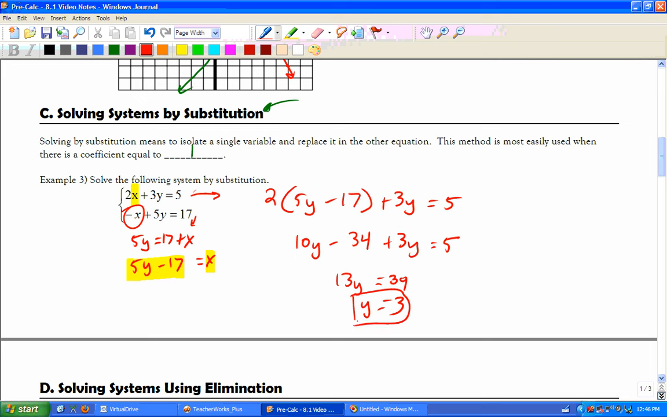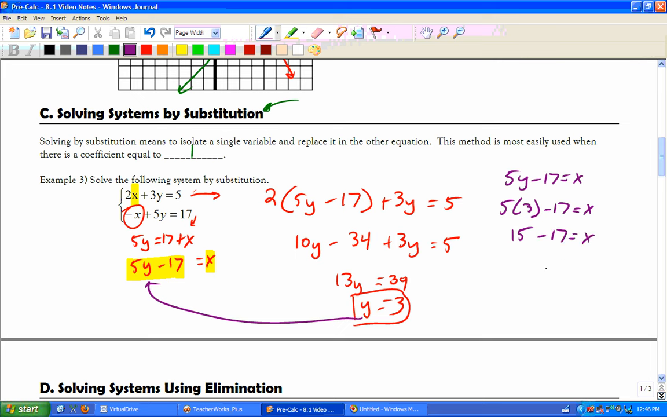We need a solution. We need two numbers. So once we have this, we're going to use substitution once again to plug that back in for y to come up with the solution. So 5y minus 17 equals x, which means 5 times 3 minus 17 equals x. That becomes 15 minus 17 equals x, which means x equals -2. So our solution is (-2, 3).